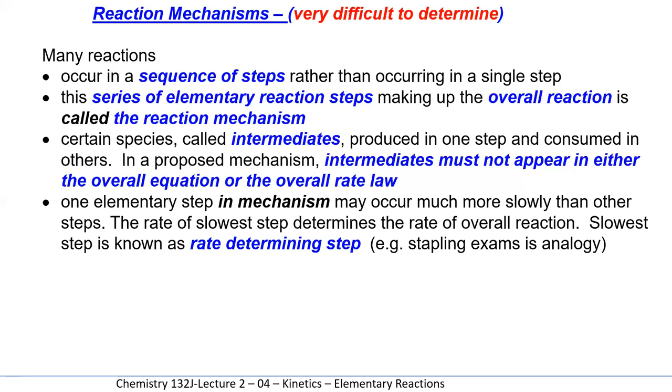Now, the slowest step, if a reaction occurs in a series of steps, will be the rate determining step. For instance, if I'm stapling exams and I have another person collecting the 10 pages of a 10-page exam, it doesn't matter how fast I collect the 10 pages, when I staple, there's only one stapler. Whichever event is the slowest is going to limit the rate of the overall situation.